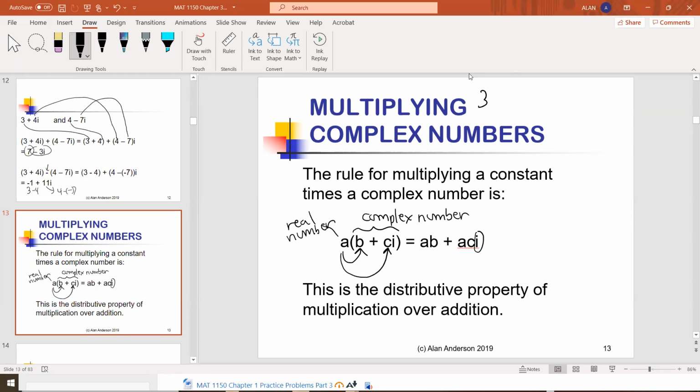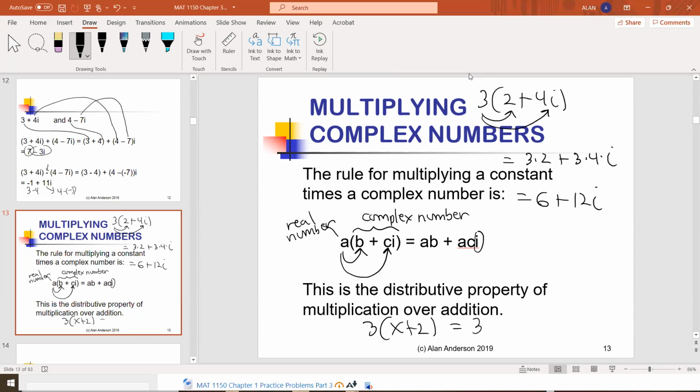So like if you had 3 times 2 plus 4i, you'd end up with 3 times 2 plus 3 times 4 times i. You're basically multiplying the 3 by both of these expressions and then adding them up. This is the distributive property of multiplication over addition. It's like when you have 3 times x plus 2, you end up with 3x plus 6, because you're multiplying 3 times x and 3 times 2 and adding them up. It's just a little trickier with complex numbers, but it's the same property.